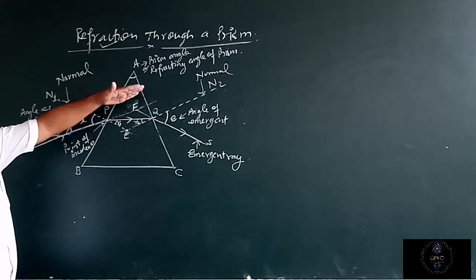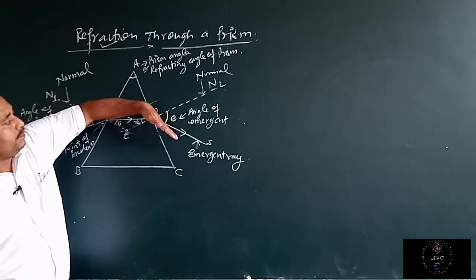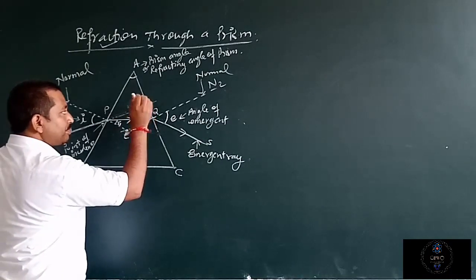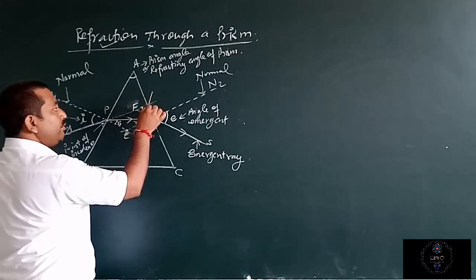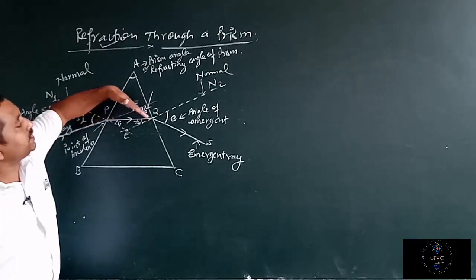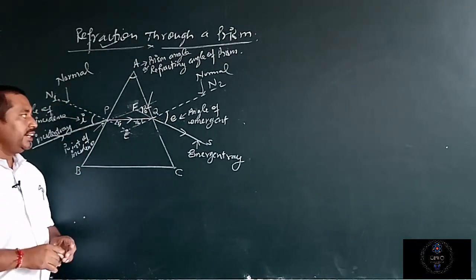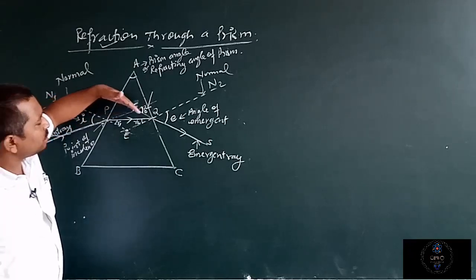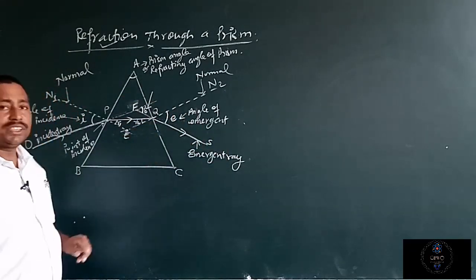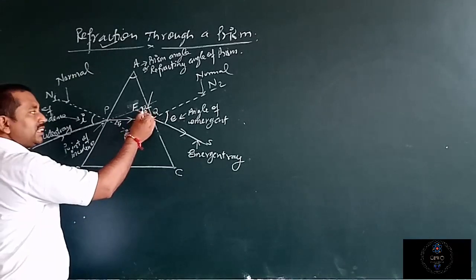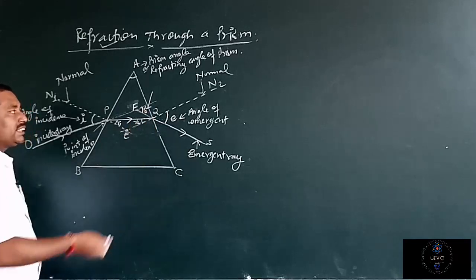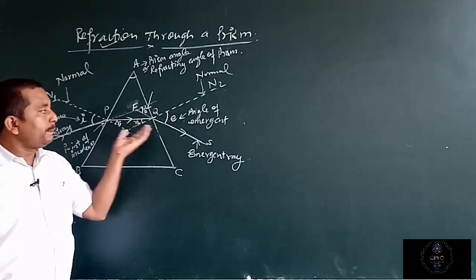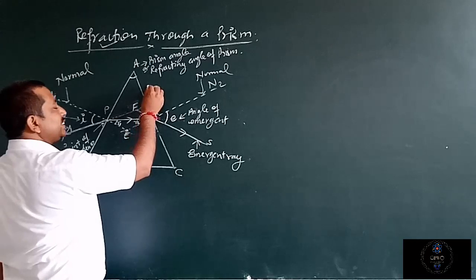So the total deviation, because this was the incident and this was the emerging ray, can be represented by the symbol delta. This is the angle of deviation by which a light ray bends from its original track after refracting from the prism. It means when a light ray enters a prism, after refraction it goes along the emergent ray direction, that is QS. So this angle of deviation delta represents the total angle of deviation of the light ray after refracting from the prism.